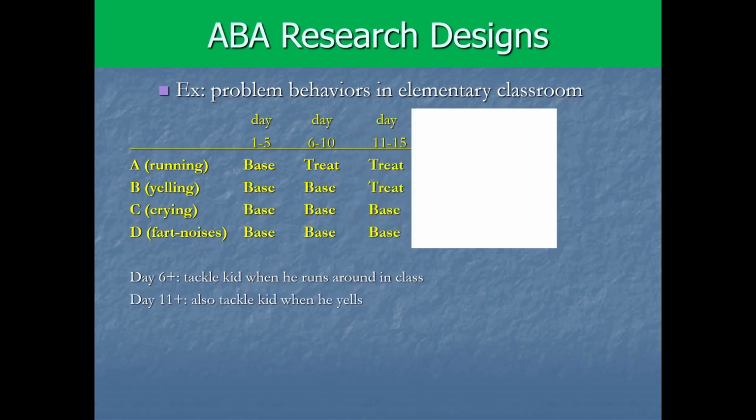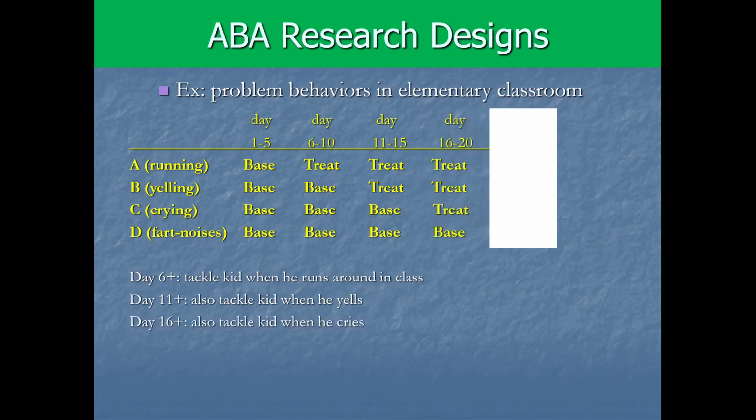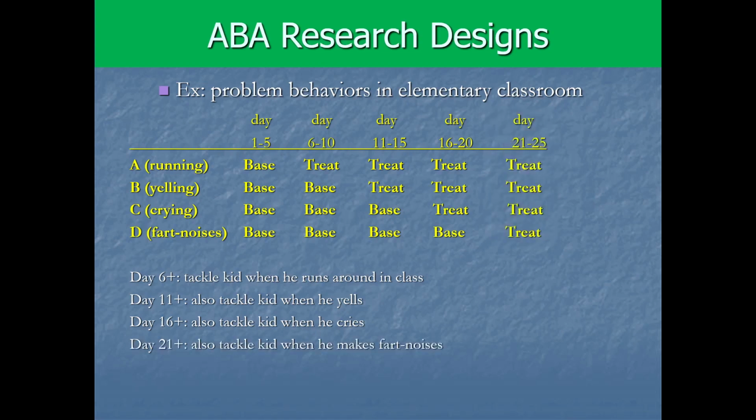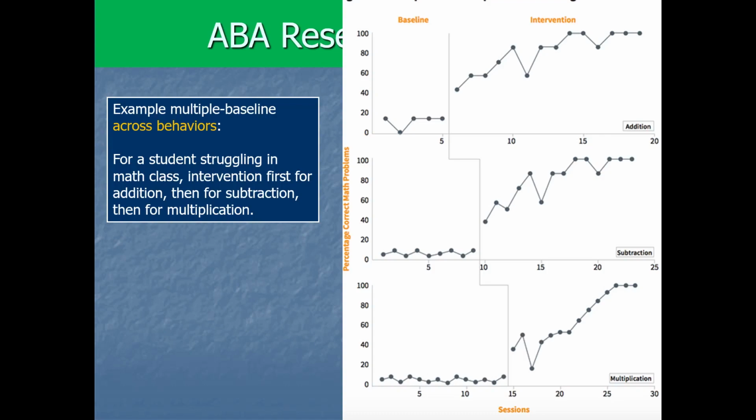Then on day 11, we're now going to tackle him contingent on running around or on yelling behavior, just not the other 2 behaviors. By day 16, the contingency also applies to fake crying, so now 3 behaviors. And by day 21, we're applying the treatment to all 4 behaviors. And of course, this entire month, we're measuring all 4 behaviors the whole time to see if our unethical, silly intervention works, right? That would be a multiple baseline across behaviors design, though I definitely do not recommend using tackling as an intervention.